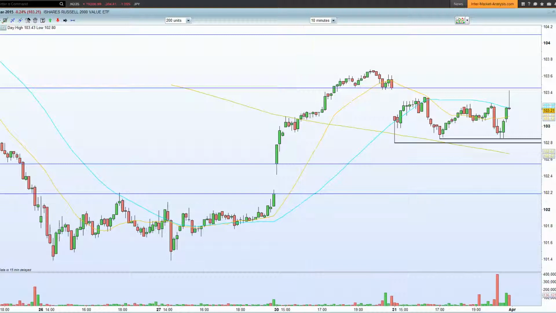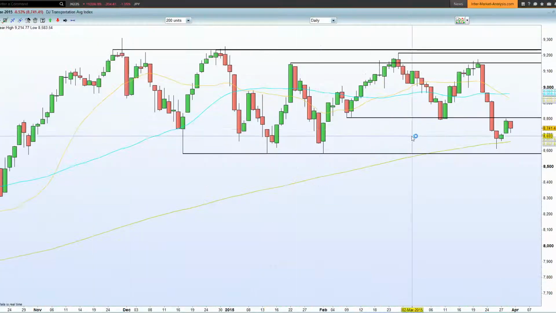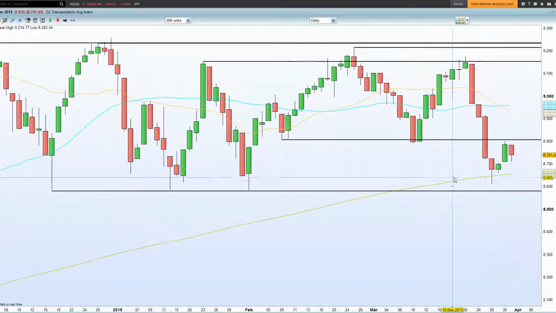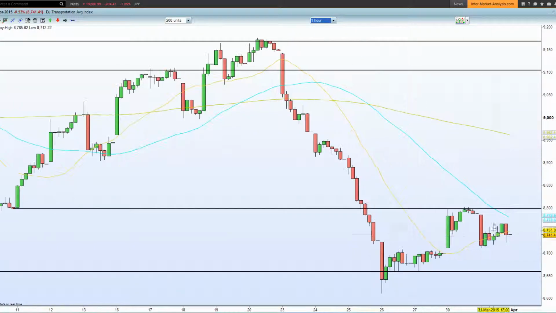Right, the next chart, let's have a look at the Dow. Okay, the Dow Transportation Index, again inside bar on the daily chart, so no real cause for concern. Therefore a bullish consolidation on the daily chart. 60-minute chart, again we're just holding this green candle.